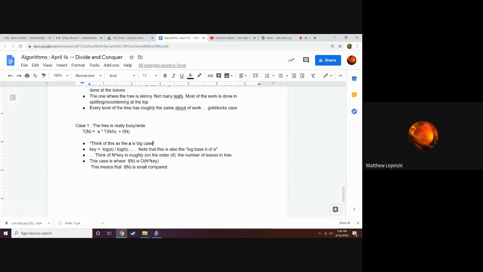This is like the A is big case, or the f is small case. So f of n is small compared to the number of leaves in the tree. And remember, f of n is the amount of work you're doing at the top in order to initially split, pivot, recombine. F of n is all of the work that you need to do that is not recursion.